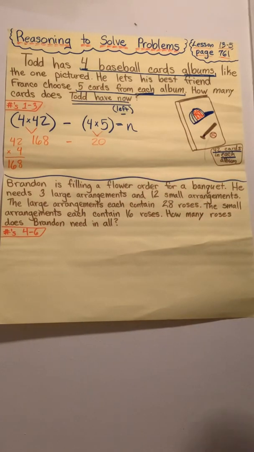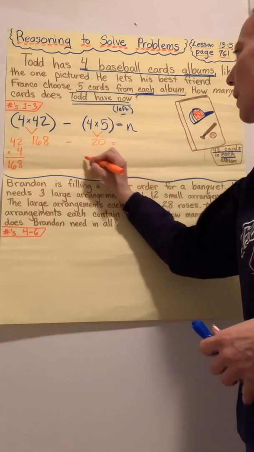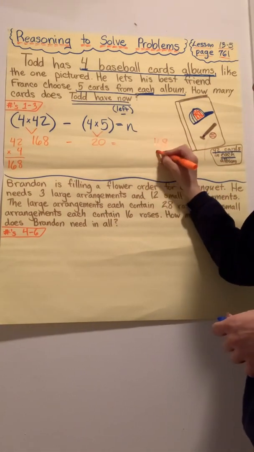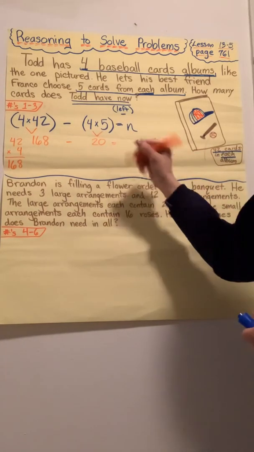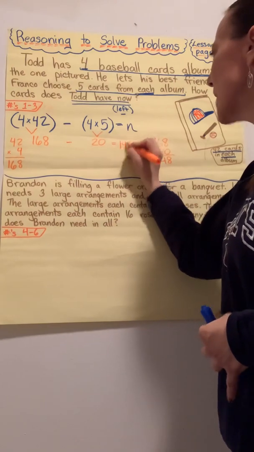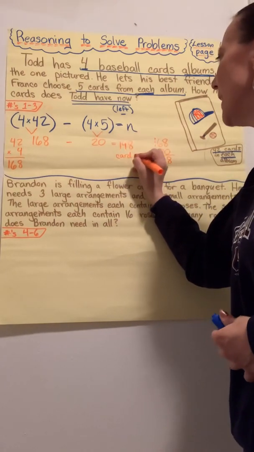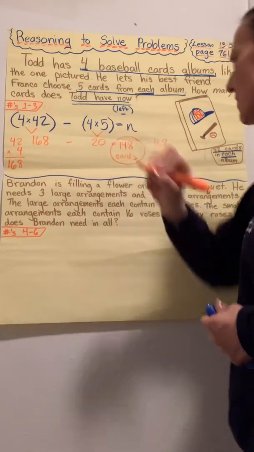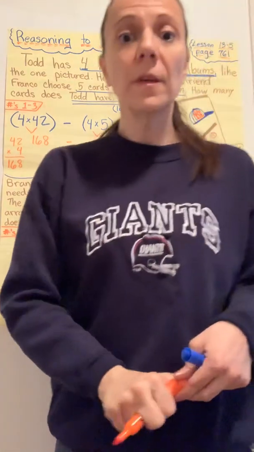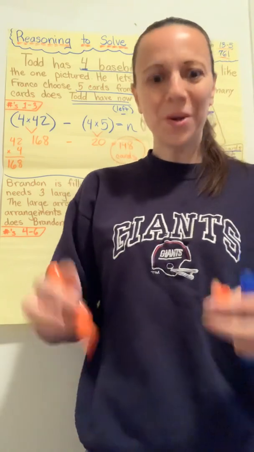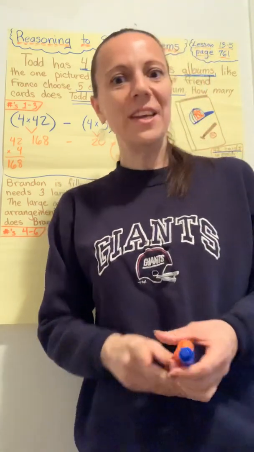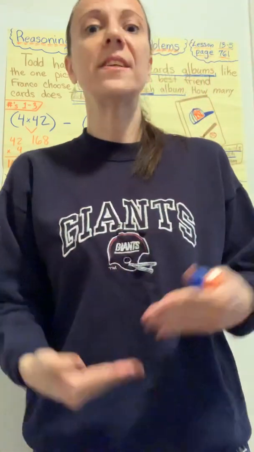Okay. Now I just need to do my subtraction to find out how many he has left. Okay, 168 minus 20 is 148. So Todd has left 148 cards. There's my answer. When I solve the expression, that's my answer for number 3. Okay, let's go on to the second problem on this page and see how we can talk and reason our way through that one.